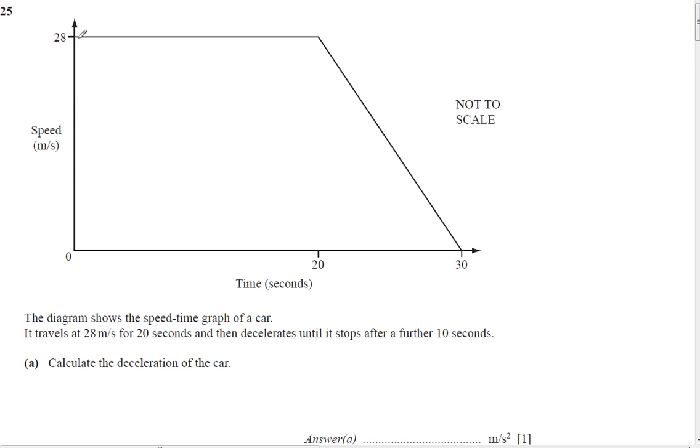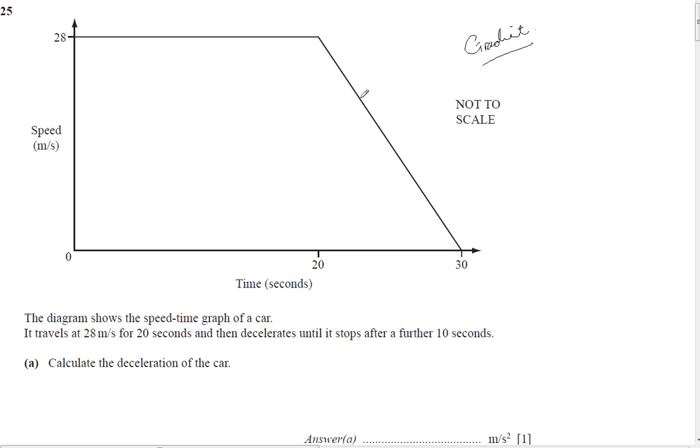Alright, so part A. For the first 20 seconds you can see the acceleration is 0, the speed is not changing. So the only time that the car starts decelerating is from 20 seconds until 30 seconds. We should know that for a speed versus time diagram, the gradient is equal to the acceleration.